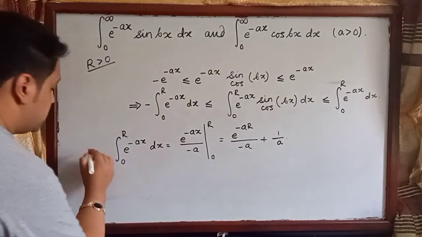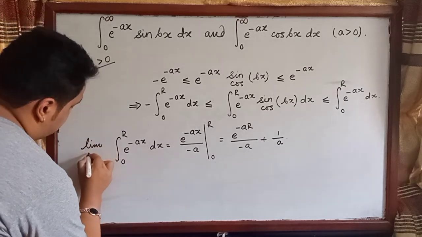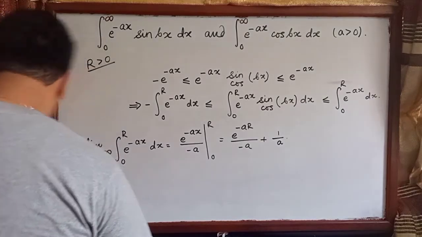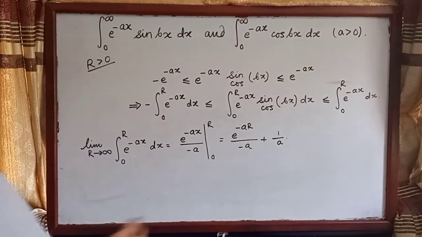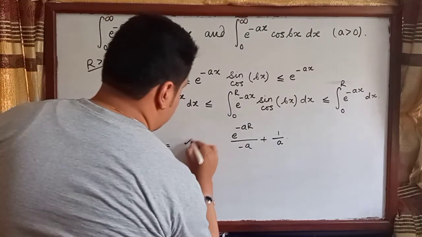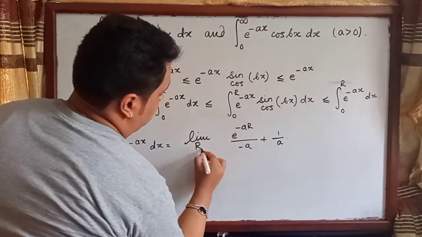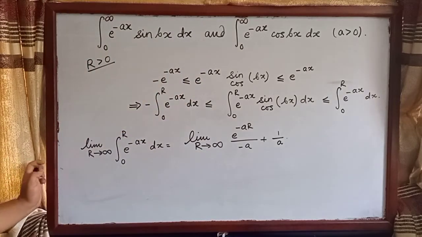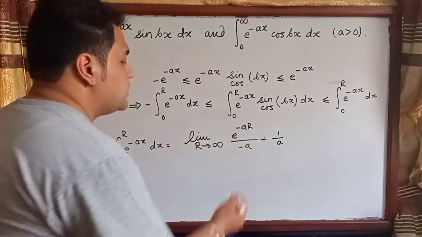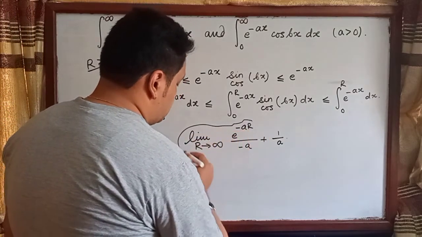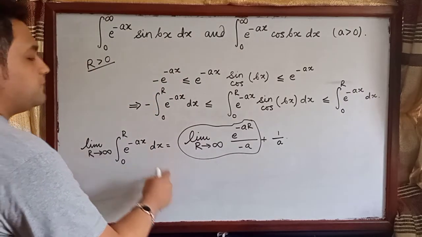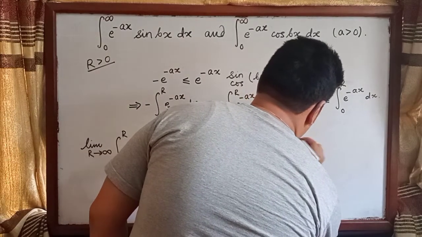Now, taking limits as r tends to infinity in this integral, we get something like this. And since a is greater than 0, this limit will be equal to 0. And hence, as r tends to infinity, this is equal to 1 by a.